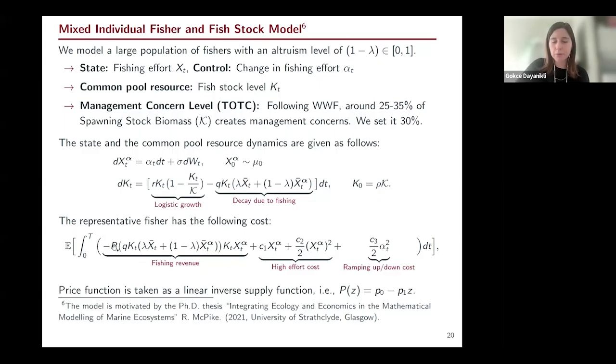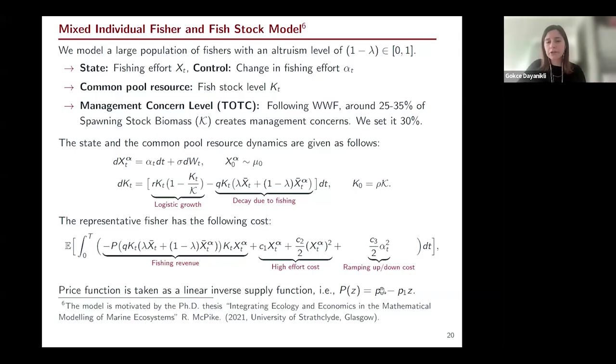This P is the price that comes from the fishing, and this is how much they fished. It is going to depend on their own efforts. It is going to depend on how much fish stock was available, and the price is going to be affected by how much fishing was happening in the population. And that's why we have the mean field effects in the pricing function too.